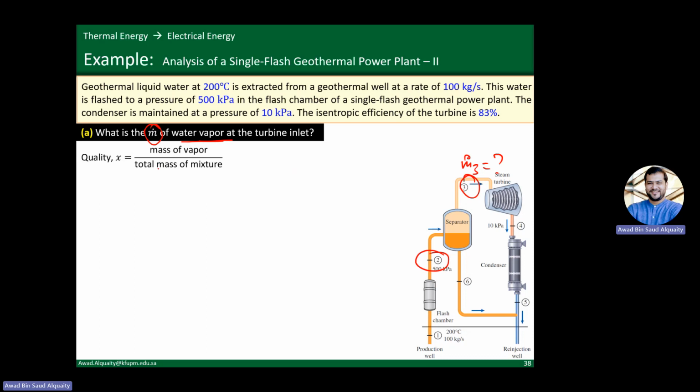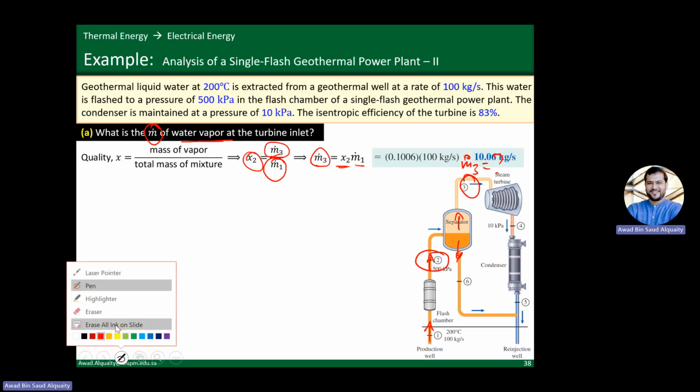So quality is something that we determined previously, and once you have the quality, then the quality is simply a function of the mass of the vapor divided by the mass of the total mixture, right? And the mass of the total mixture is exactly equal to the mass of the water that we're extracting from the geothermal well, m dot 1. So m dot 1 is equal to m dot 2, right? And at this point, it gets separated into m dot 6 and m dot 3. m dot 3 is simply quality times m dot 1, or 10% of m dot 1.